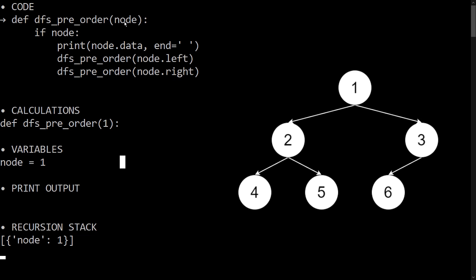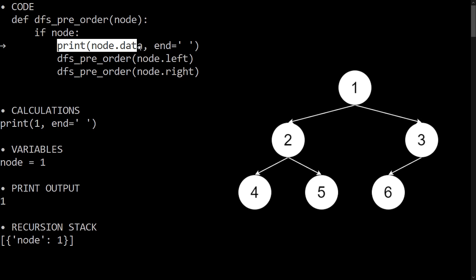So let's proceed. The first call by our main function was done with the node of 1, that is the root node. It will check if the node is not None. This condition becomes true, and the pre-order states that the current node should be printed first. So the node's data, that is 1, gets printed, and you can see that in the print output as well. Now it will call recursively its left child, that is 1.left. 1.left is 2.